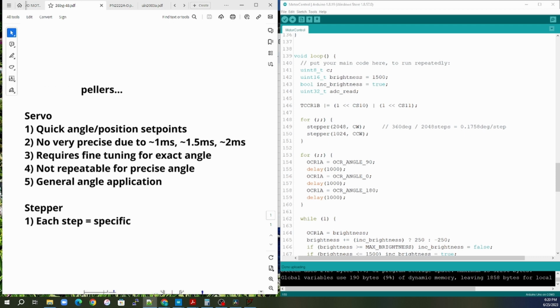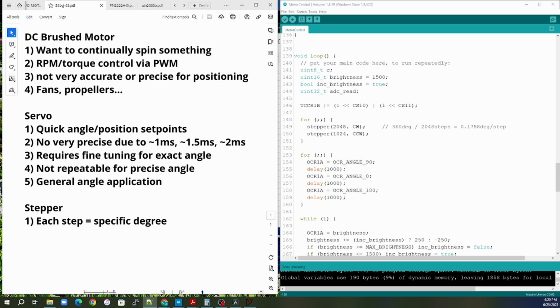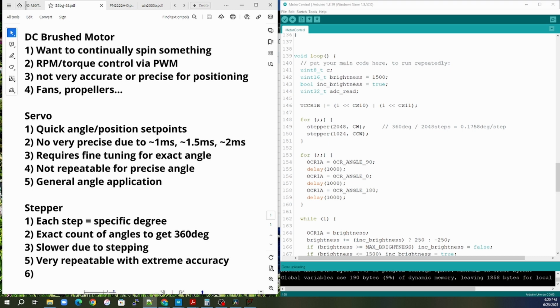So the stepper is very precise. Each step equals a very specific degree. An exact count of angles will give you 360 degrees. It's slower due to the constant stepping that has to be done, but it's very repeatable with extreme accuracy. Things like CNC machines, 3D printers, things that need to be in a very specific position before they actually perform some sort of action. So based on what your project is, sometimes you want a brush motor, sometimes you want a servo, and sometimes you want a stepper. So depending on what you're doing, just think about the 3 that you've got, and these are the 3 ways that you can control it.